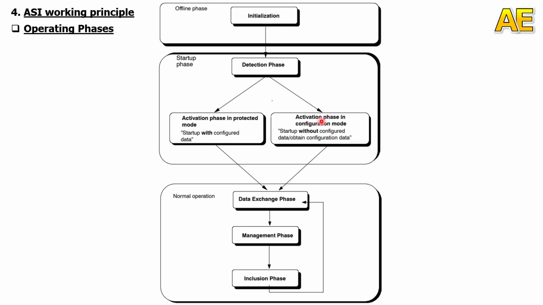And the second mode is protected mode here. Only the stations corresponding to the design configuration stored on the ASI master are activated. If the actual configuration found on the ASI cable is different from this design configuration, this is indicated by the ASI master. The master enters the activated ASI slaves in the list of activated slaves, or LAS.